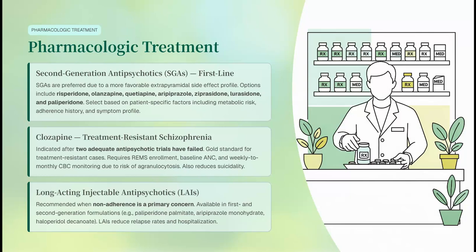And then there's long-acting injectables, and that's if your patient is non-compliant or non-adherence is an issue. Think about long-acting injectables. They're available in both the older and the newer formulations. There could be the paliperidone palmitate. There's aripiprazole monohydrate. There's haloperidol decanoate. So these are all your LAIs. And I'm going to refer to long-acting injectables as LAIs for the rest of this lecture.